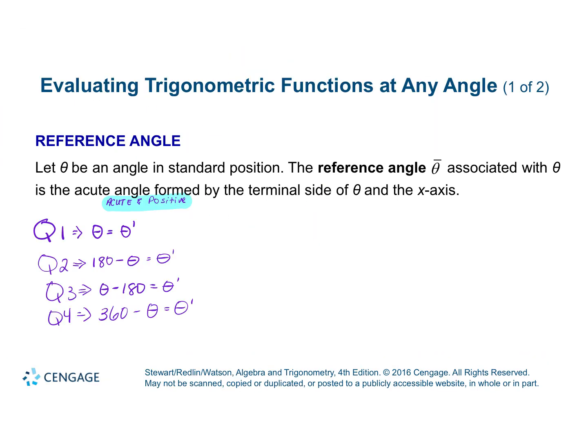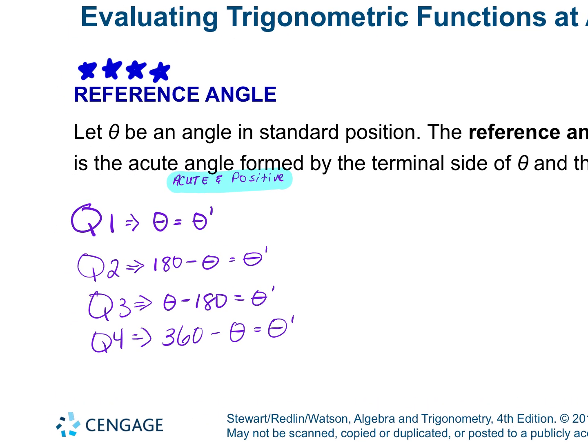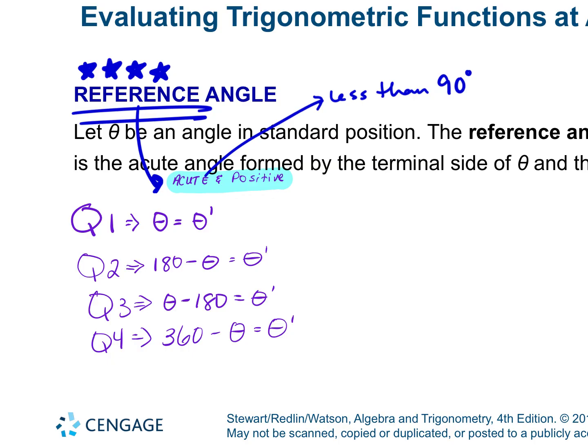All right, next thing we're going to talk about are reference angles. Reference angles are like the smaller version of the angle we're given. There's two things that we want to keep in mind when we're talking about reference angles: they have to be acute and positive. Does anybody remember what acute means? Small. Less than 90 degrees. So acute means less than 90 and it has to be positive. So these are two things that our reference angle has to be.